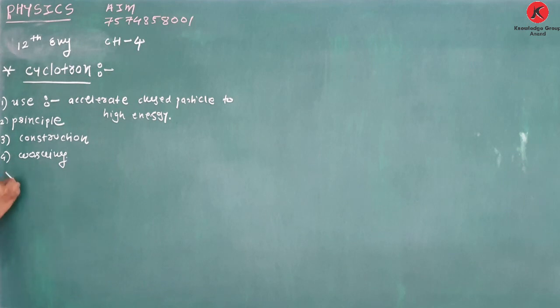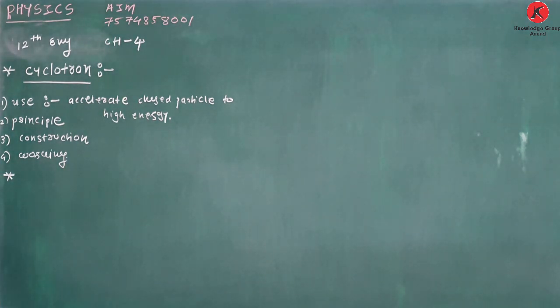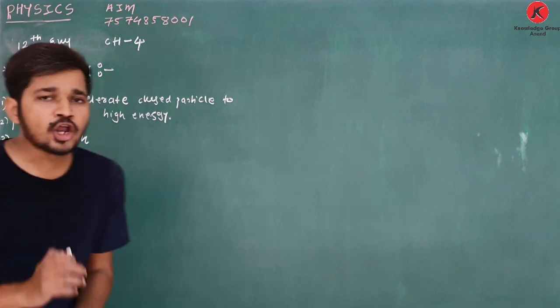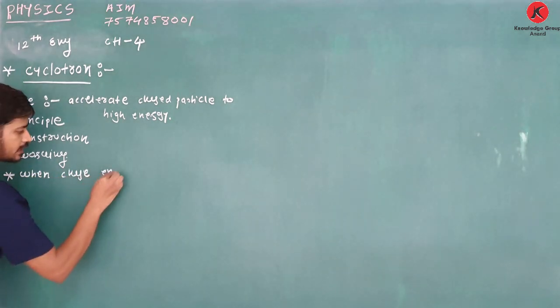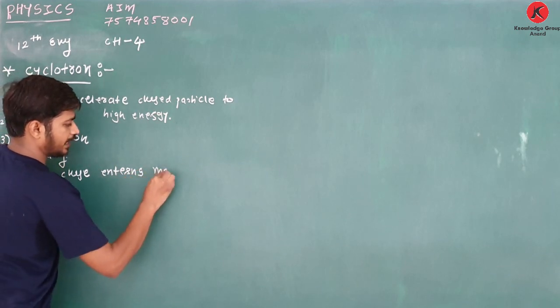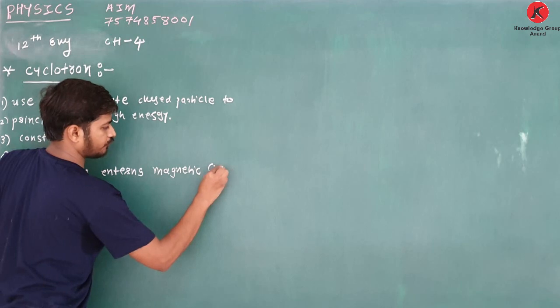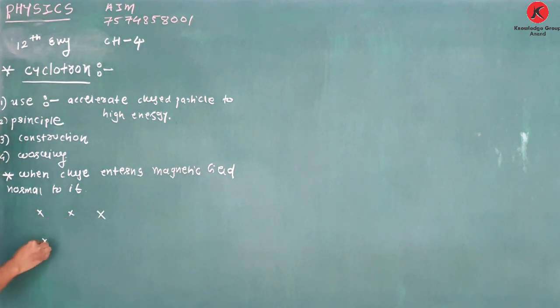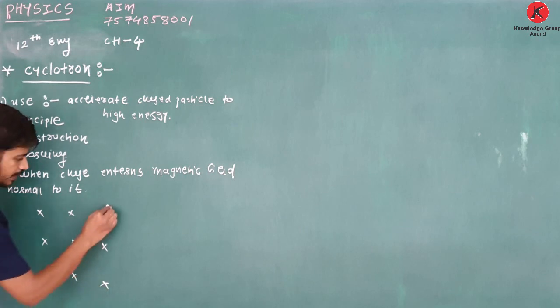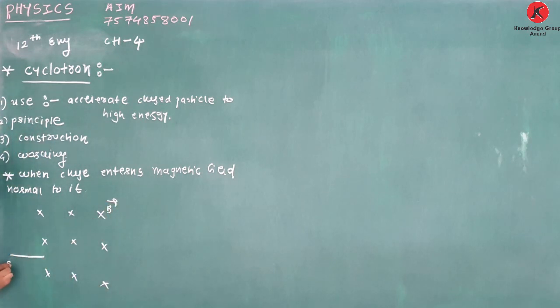See here. We know that when a charged particle enters a magnetic field normal to it, for example, a magnetic field perpendicular to the page going inside, a charged particle q enters with velocity v in this direction, then we know that it will perform circular motion.